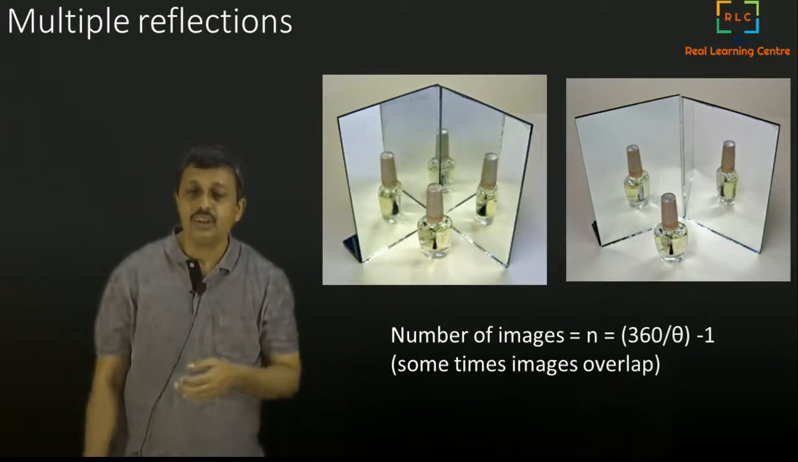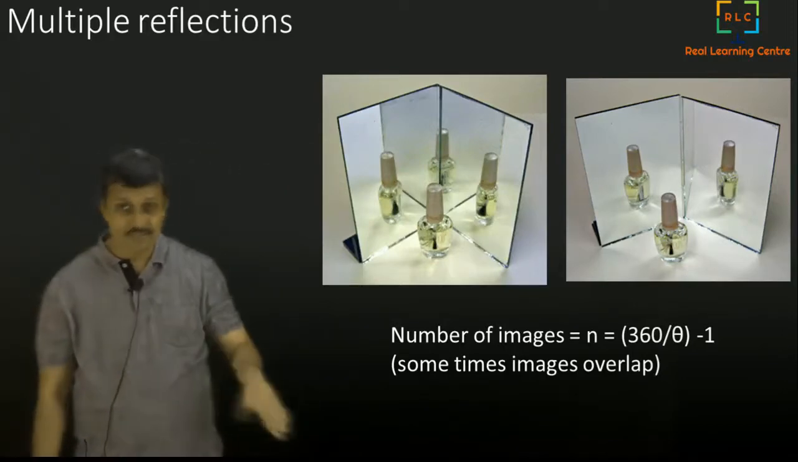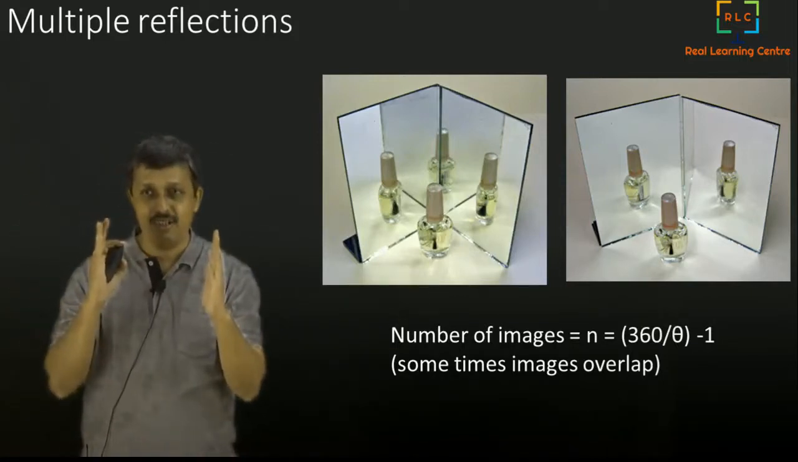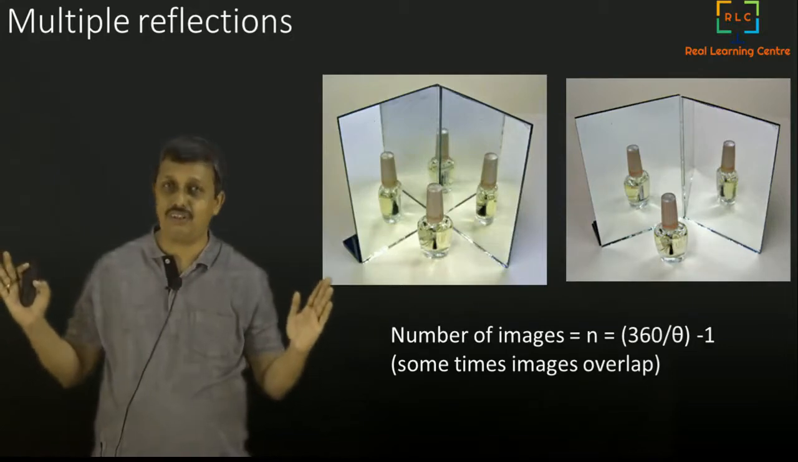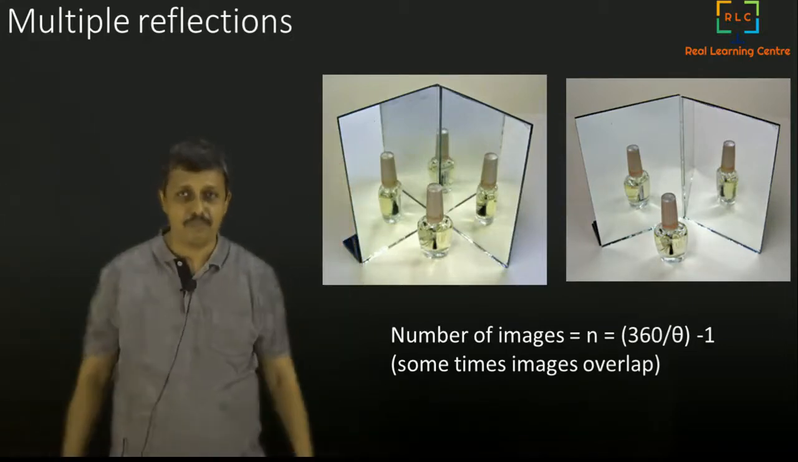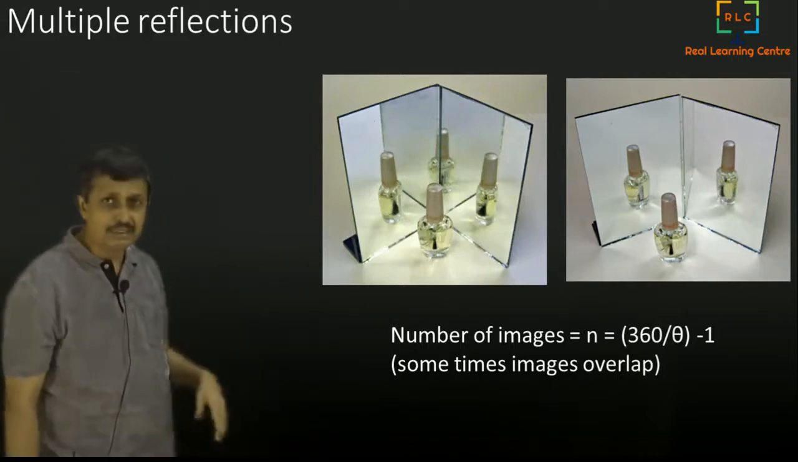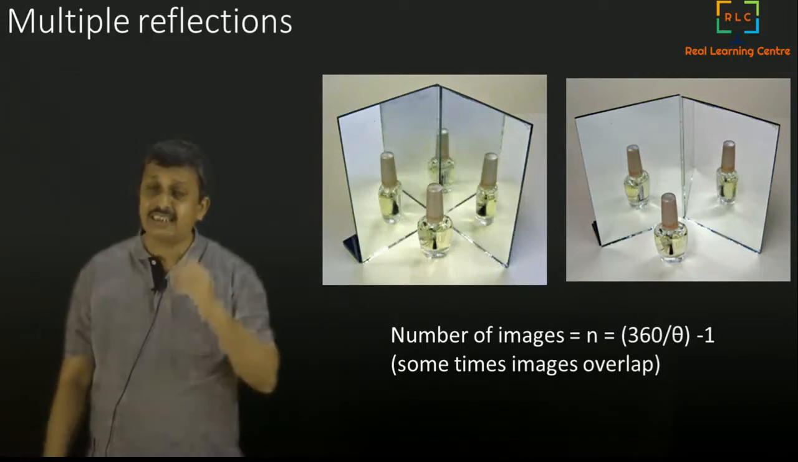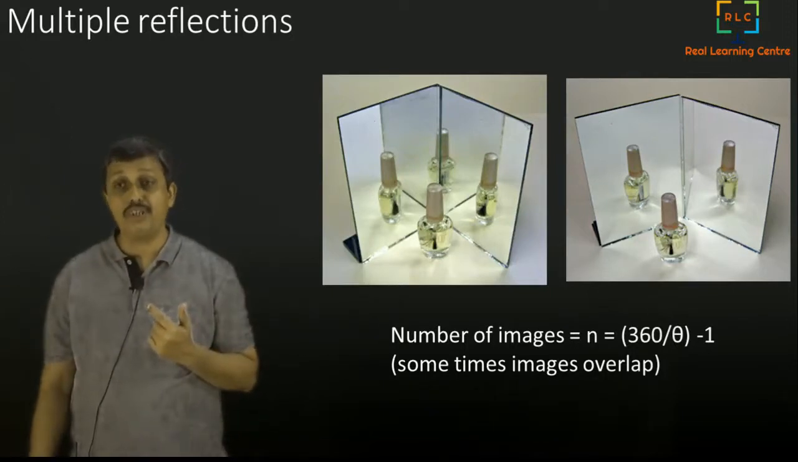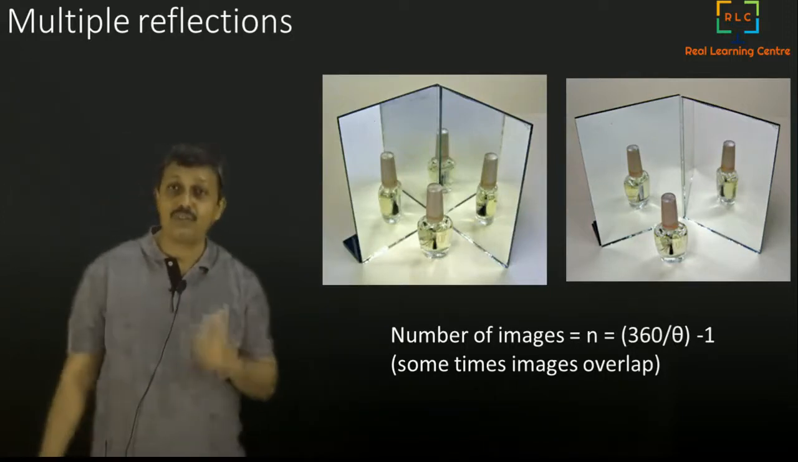You can also see from the same formula that if theta becomes 0, that is parallel mirrors, you can see infinite images inside. In parallel mirrors you can see infinite images. So these are some of the things that you need to remember. If you quickly want to calculate how many images, you should use this simple formula.